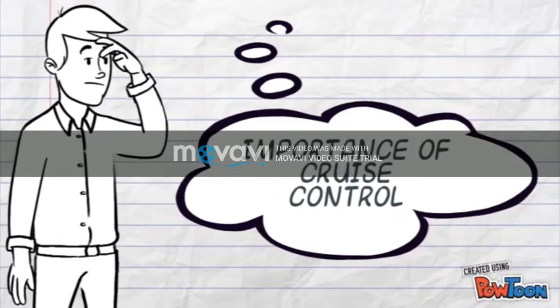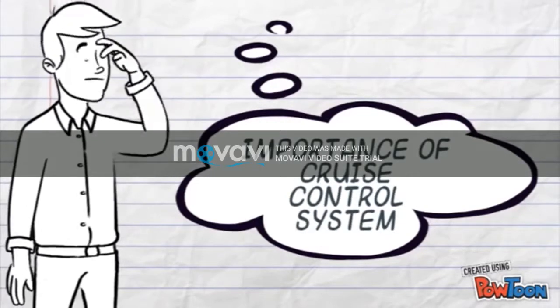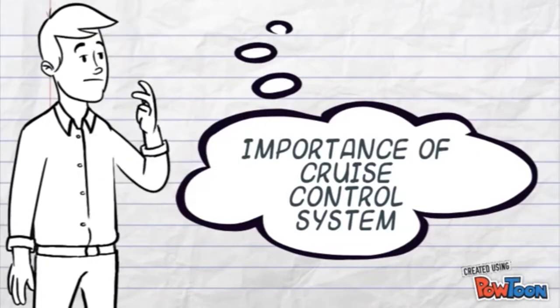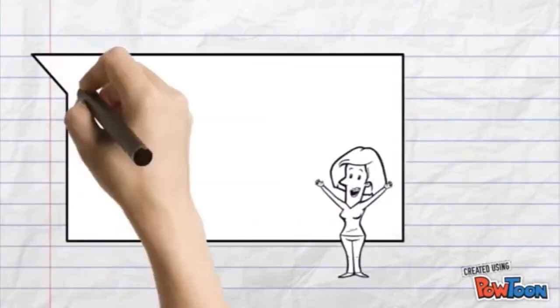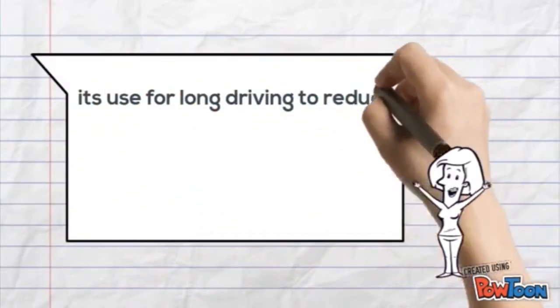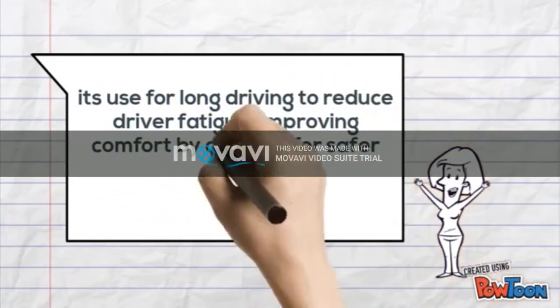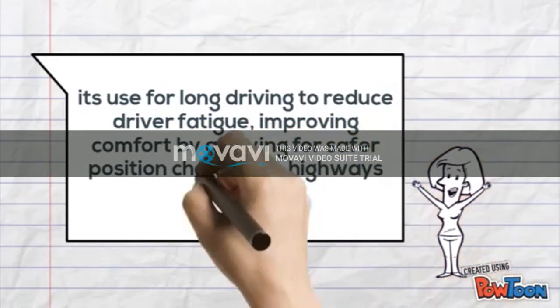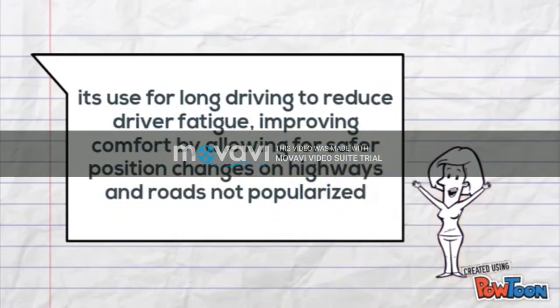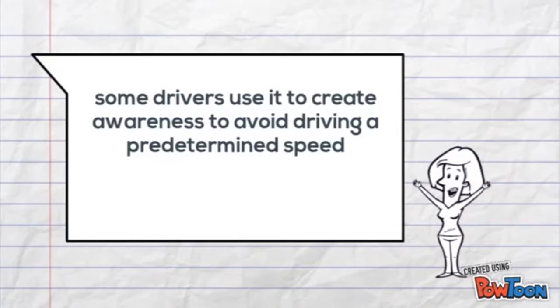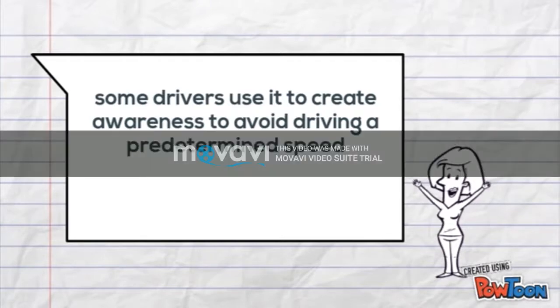Now we are going through the importance of the cruise control system. Firstly, it's used for long driving to reduce driver fatigue, improving comfort by allowing for safer position changes on highways and roads not popularized. Secondly, some drivers use it to create awareness to avoid driving at a predetermined speed.